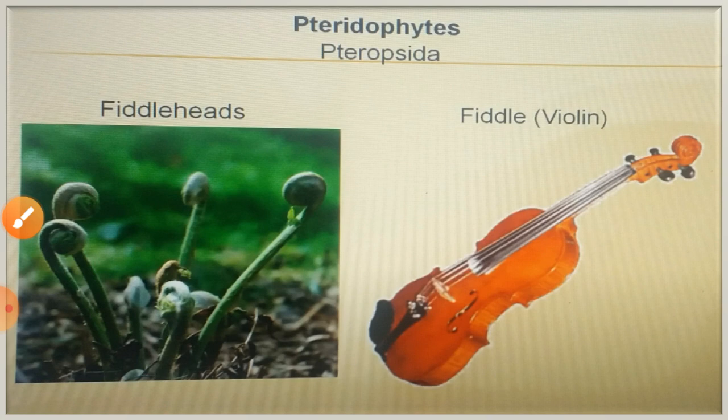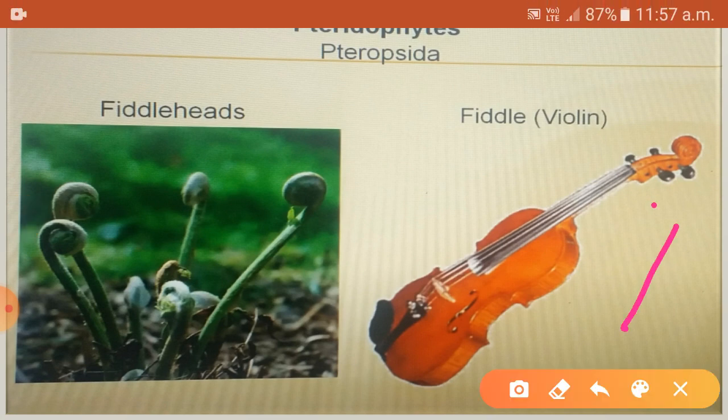The coiled young leaves of ferns are commonly referred to as fiddleheads. Fiddle is the colloquial term for violin. The coiled leaf bud is called a fiddlehead because it resembles the handle of a fiddle or violin. You can see here how it resembles.